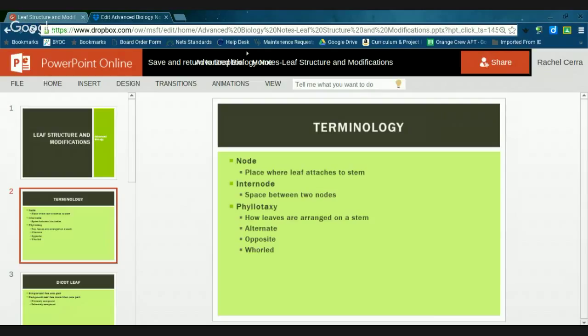If you look at the next set of diagrams, I've drawn those out for you. The first one on the left, there's one leaf per node, so that's the alternate phyllotaxy, and then the one in the middle where you've got two leaves per node, that's going to be called opposite phyllotaxy. And then the third one where you've got three or more leaves per node is called whorled.